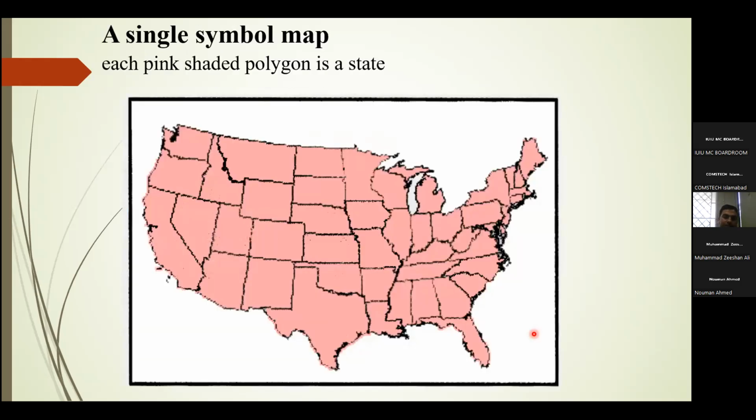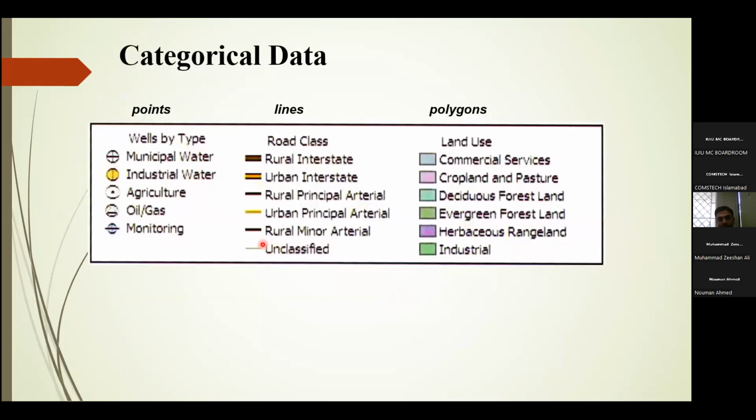For example, now I will be showing different types of maps, just to help you visualize how we show maps of an area. This is one example, the single symbol map, which only shows the state boundaries. All the area is shaded pink, but we have the state boundaries identified within the whole United States of America.